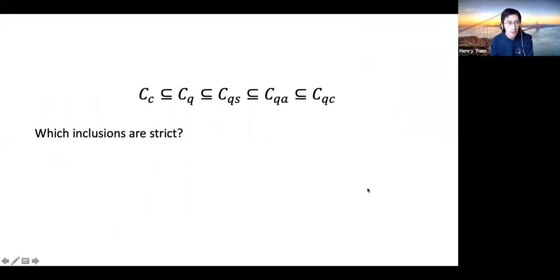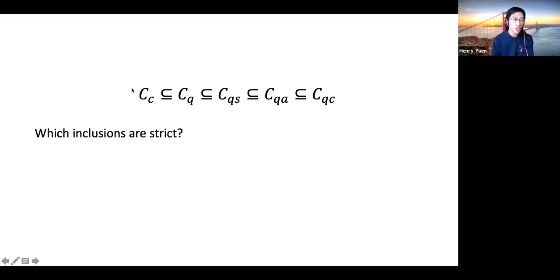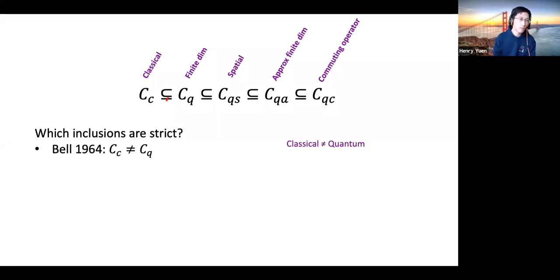Okay, so we have described a bunch of different correlation sets, and they form this chain of inclusions. Something that people have wondered for a while is which inclusions are strict. So on the very left, we have the classical correlations, and they're contained in the finite dimensional quantum correlations. It was proved back in the 60s by John Bell that the set of quantum correlations is strictly bigger than the set of classical correlations. Okay.